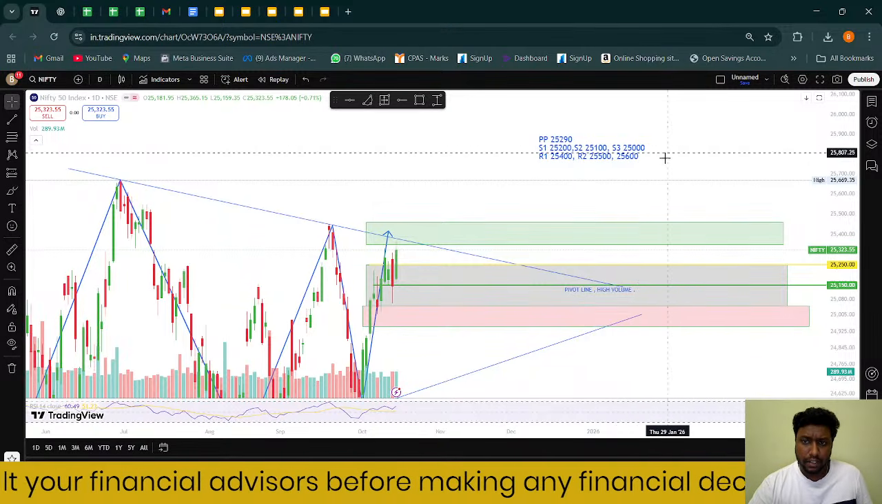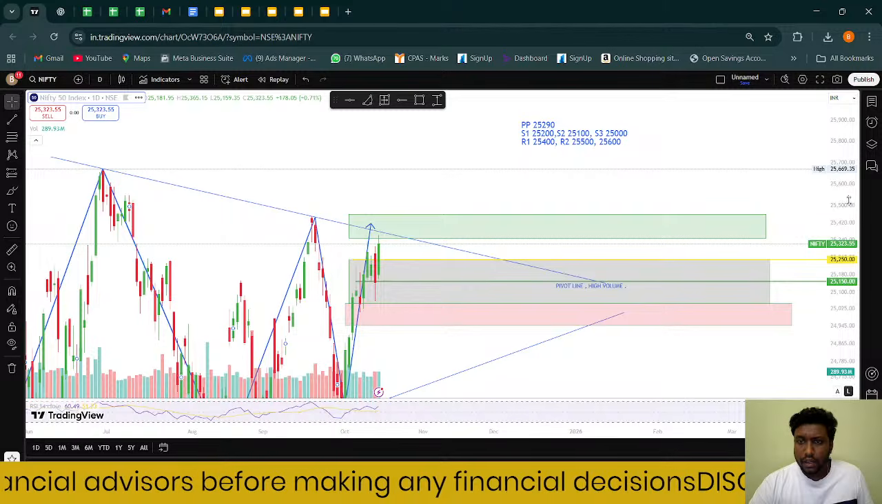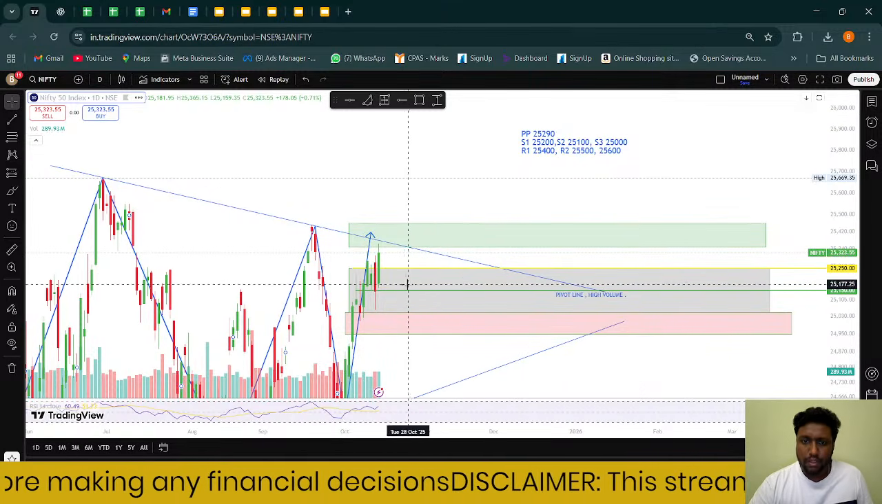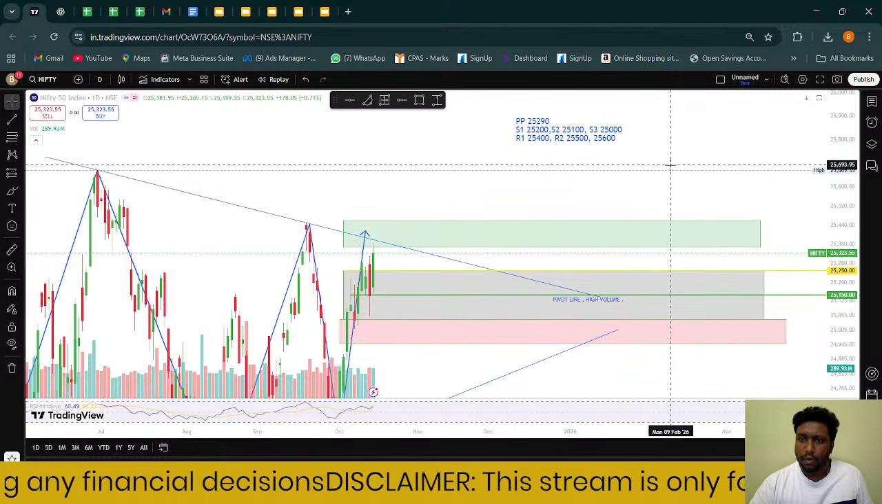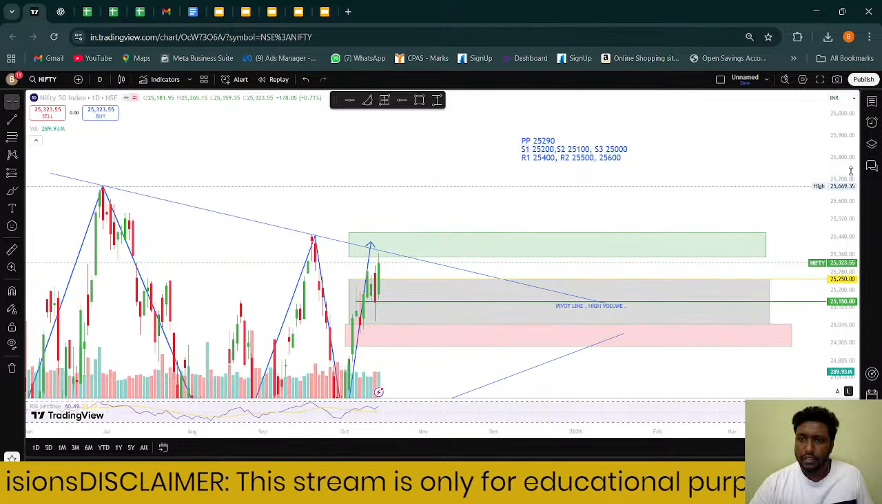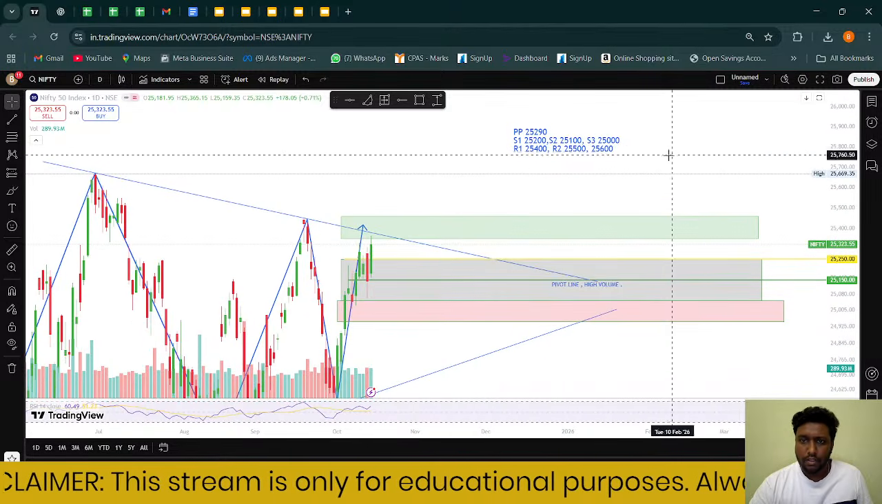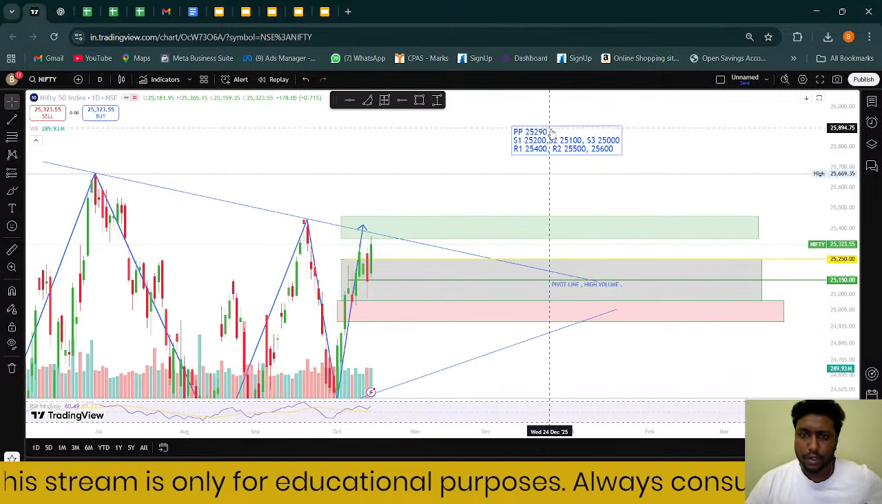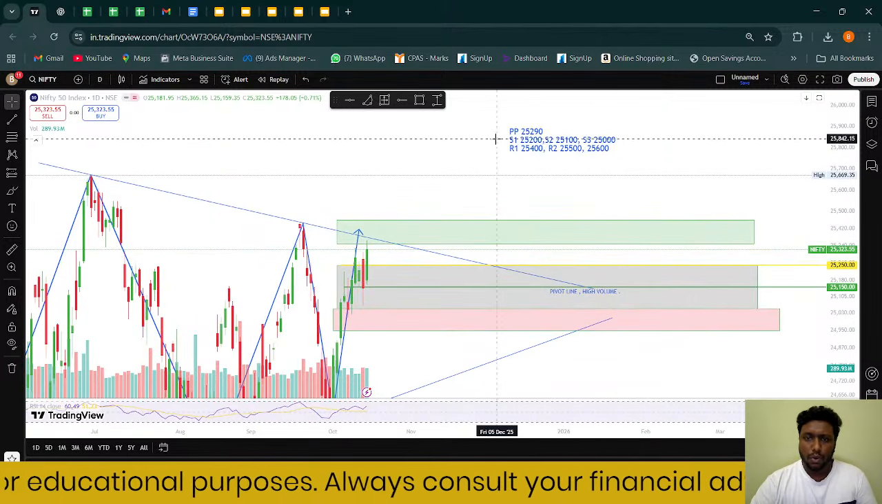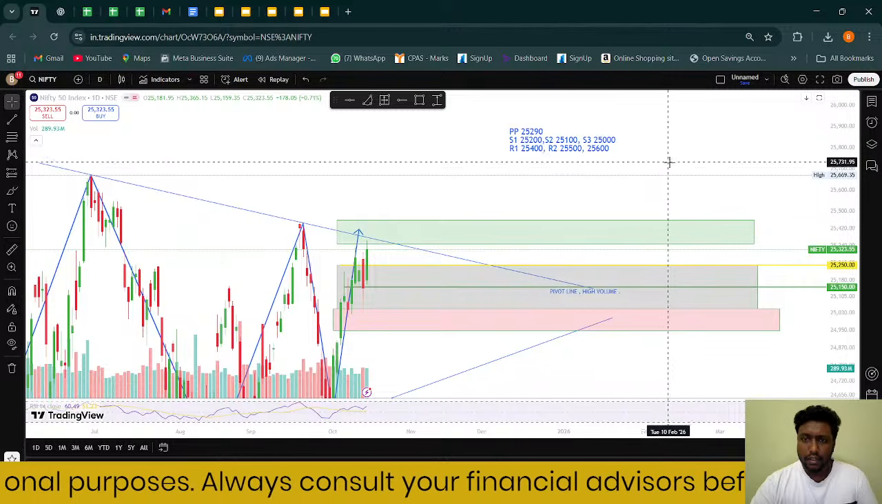You can consider 25,000 as a psychological level. Even if the market comes down to that level, I find a buy the dip opportunity as long as our Nifty 50 stays above the 25,000 level. These are the three support and three resistance levels with respect to our pivot point for the day, which is 25,290.